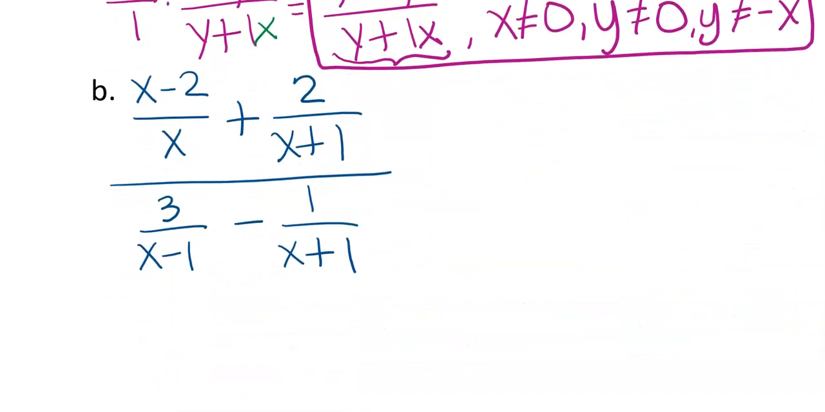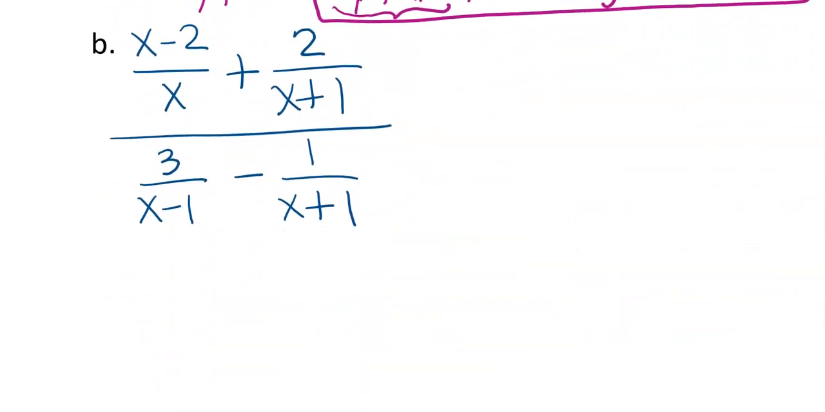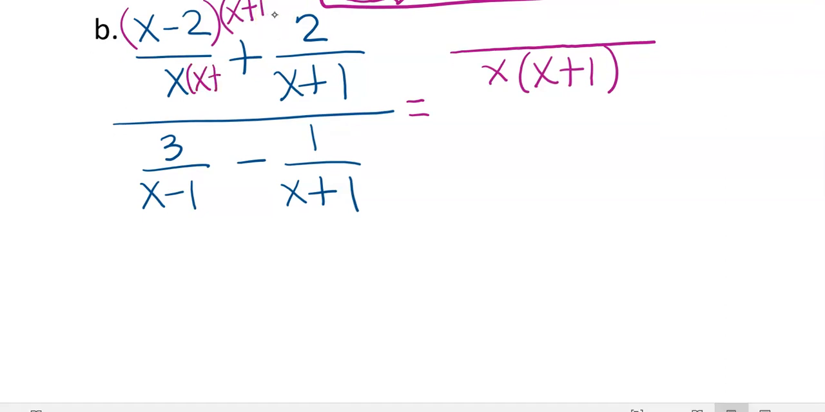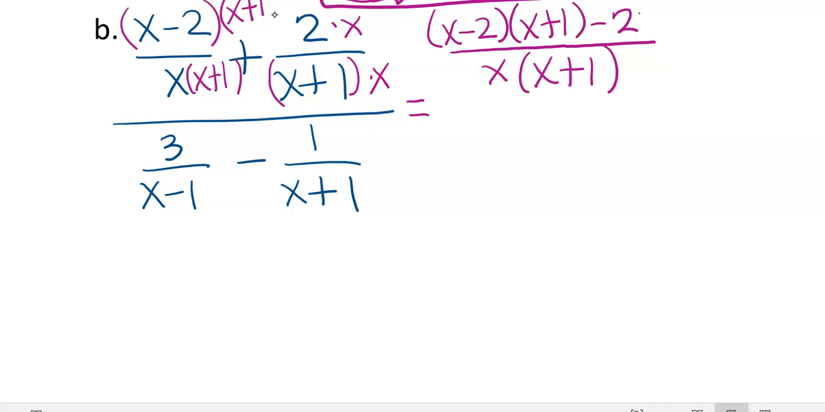Let's try one more of those. This one's a little bit longer, a little bit harder. So we've got some fractions all over the place. None of them can be simplified, so I'm going to put the top parts together. We need an x plus 1. So this one right here is missing the x plus 1, top and bottom. The other one is missing the x. So this one looks like this: x minus 2, x plus 1, minus 2x.